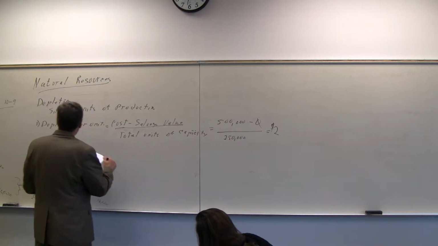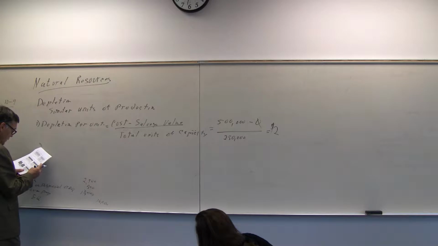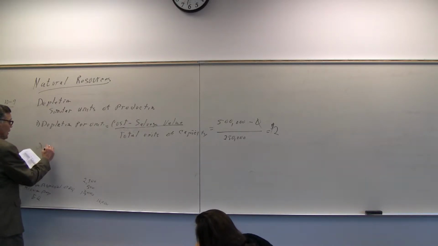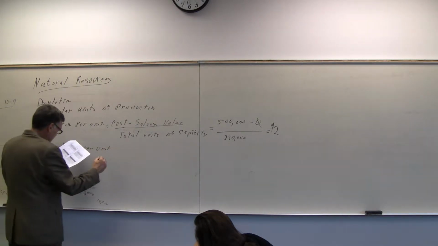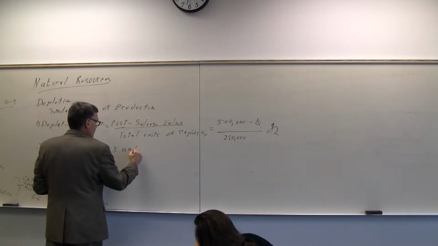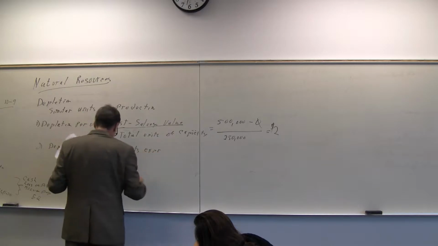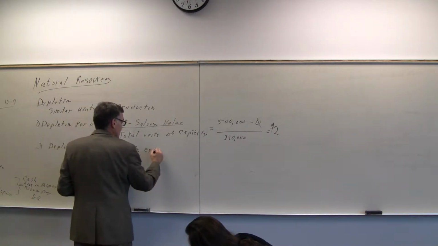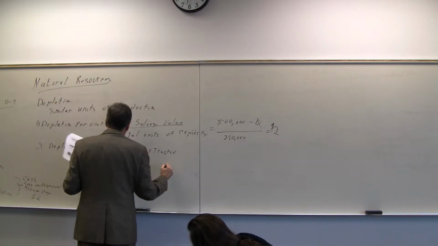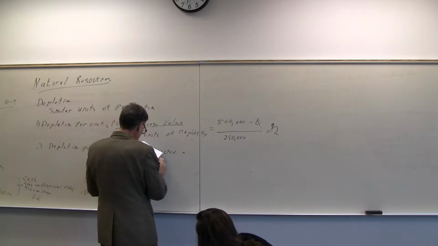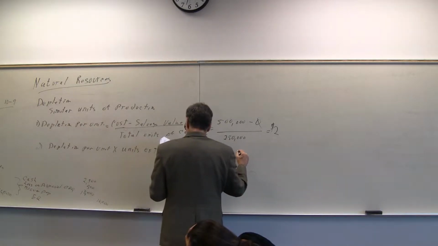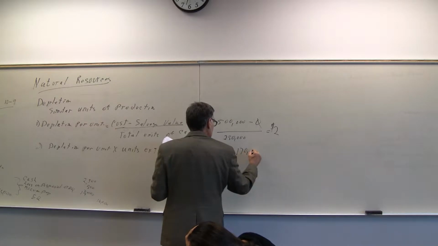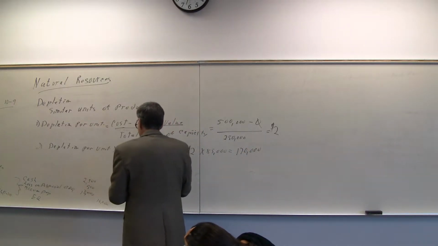Okay. Then step two. What you did in this particular year, you extracted 85,000 tons. So it's basically depletion per unit times units extracted. And so in this case, it's $2 per ton, 85,000 tons extracted. So the depletion in this case was $170,000.